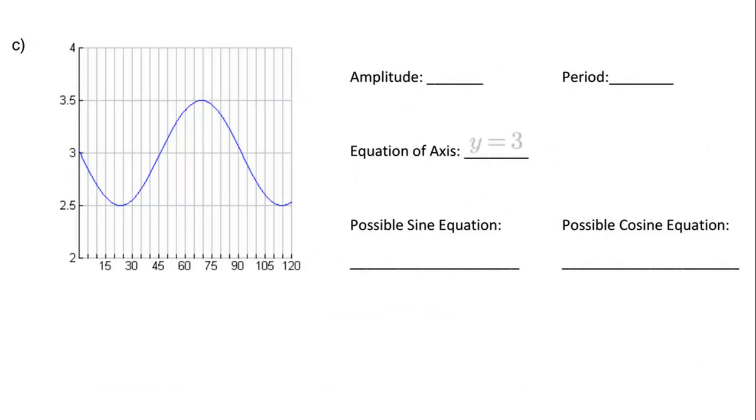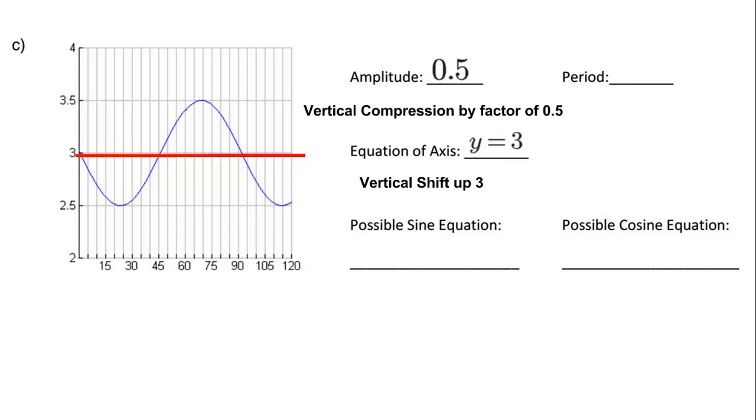Okay, the next one, the axis is 3. So you can see that horizontal line through y equals 3. And you got a vertical shift up 3. The amplitude is a half. The distance from the horizontal line to the max or to the min is a half. So you got a vertical compression by a half. So you have to have that in your equation. The period is 90. So from start to end, it takes 90. So that's a horizontal compression by 1 over k, which is 360 over 90. So I have a k value of 4 for the horizontal compression.